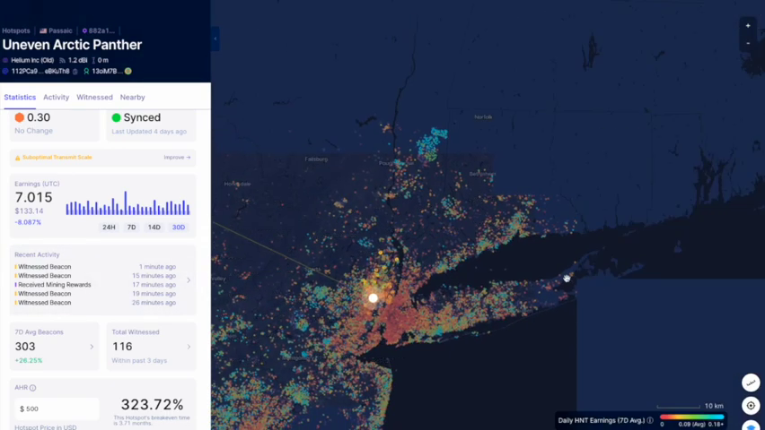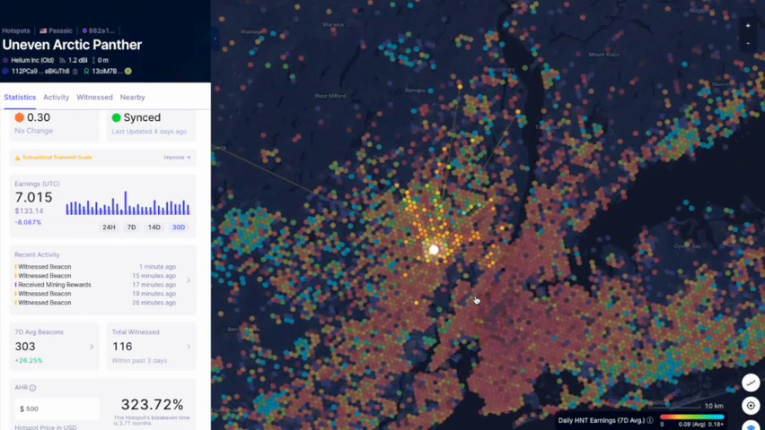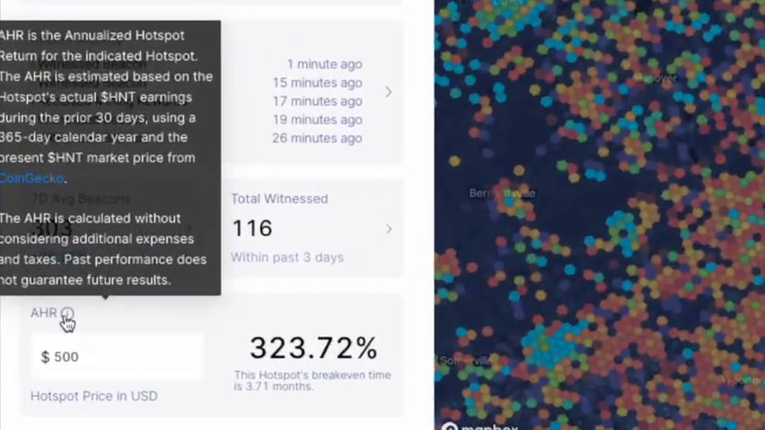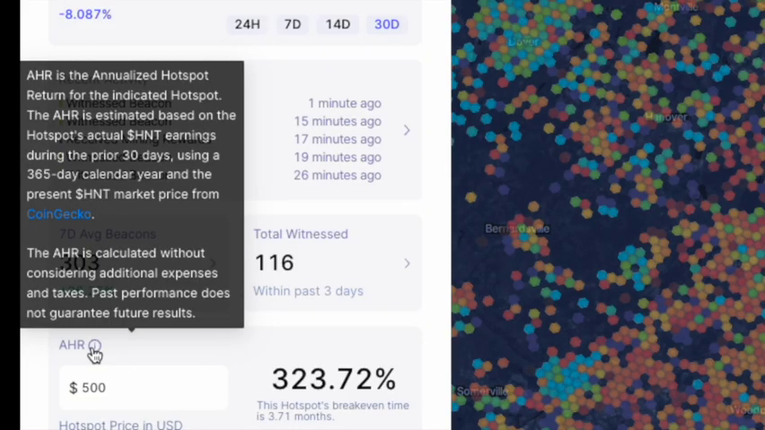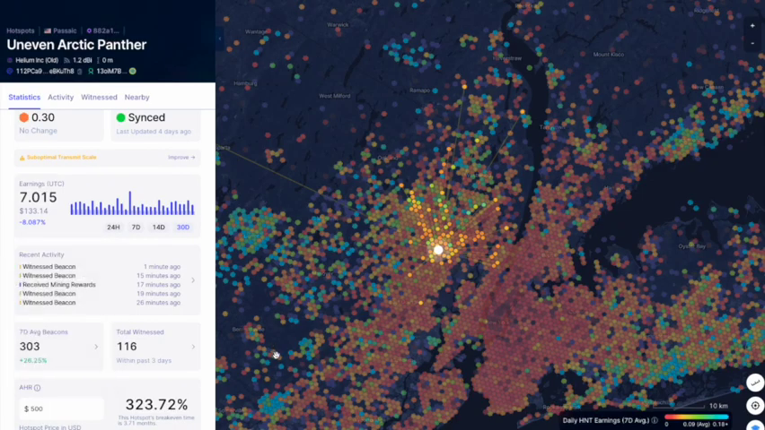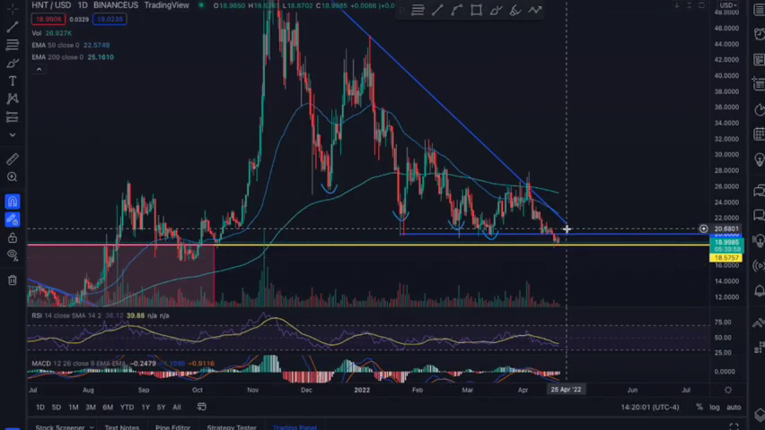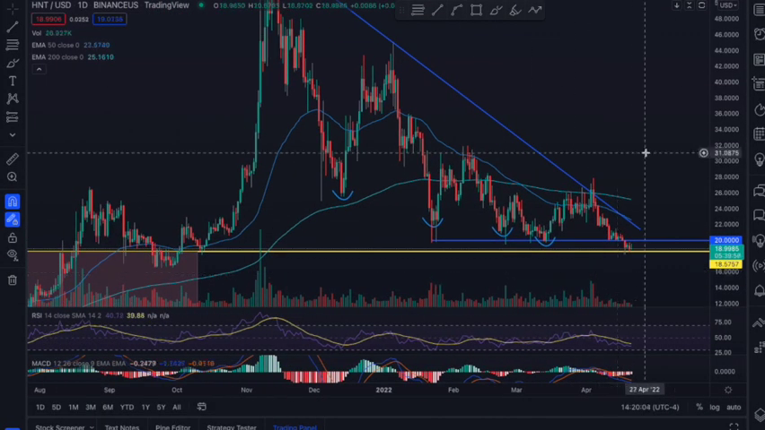Today's video, we are going to be talking about a new tool here on the Helium Explorer, and it is down here on the left-hand corner of the screen, and it is called AHR. As you can see, AHR is the annualized hotspot return for the indicated hotspot. We are going to go over all of the details regarding this calculation, this new tool built into the Explorer, and how we can change it, what it means, and how it looks on certain hotspots that are earning more than others.